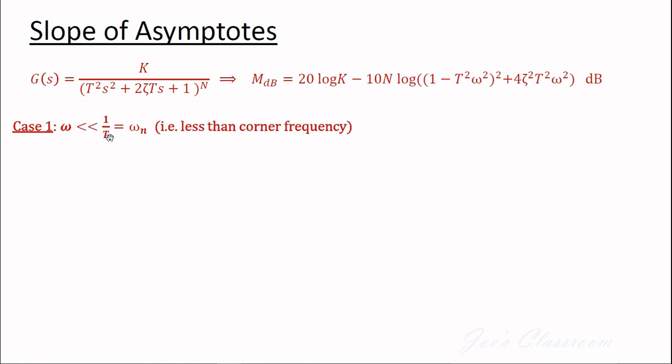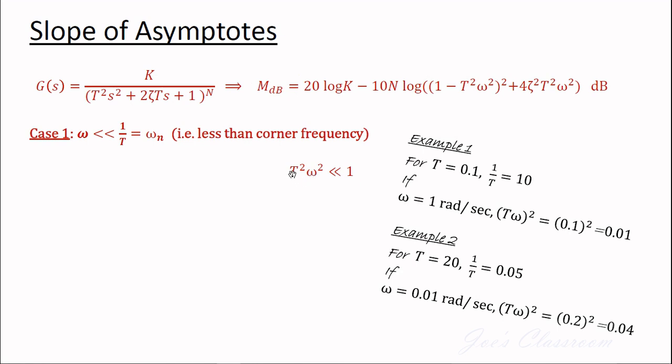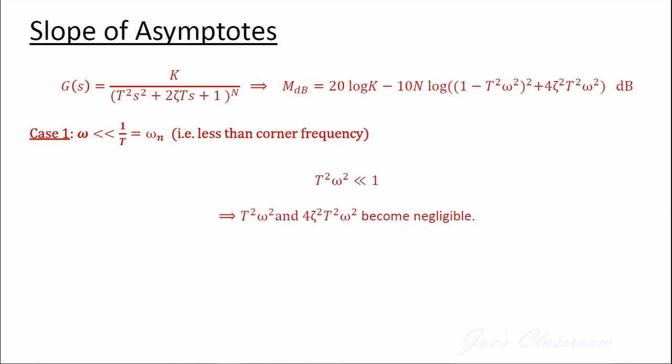lesser than 1 by t. Of course, we know that 1 by t is equal to omega n. That is the corner frequency. For all frequencies lesser than the corner frequency, of course, t square omega square is far lesser than 1. I have given a few examples here, and you can just verify with their numerical results. If that is so, then t square omega square becomes negligible compared to 1.